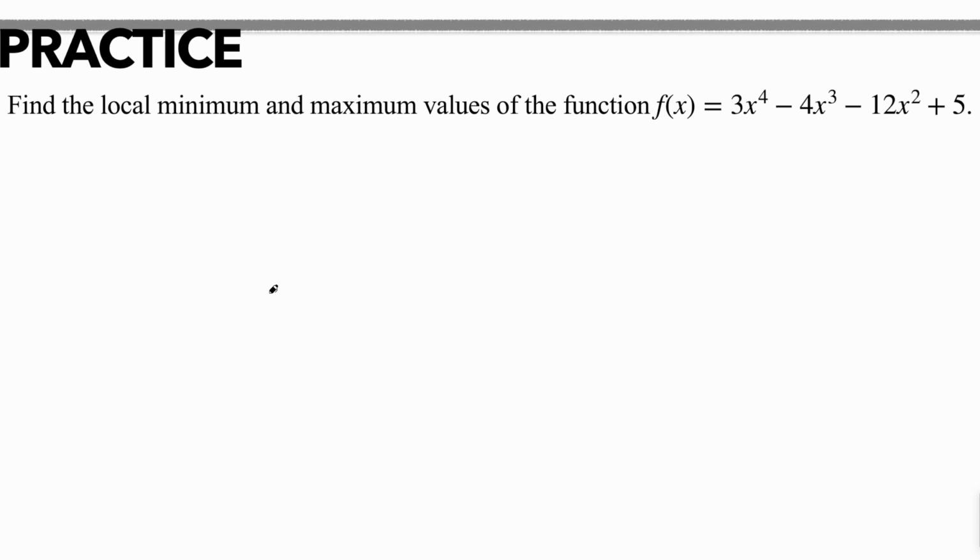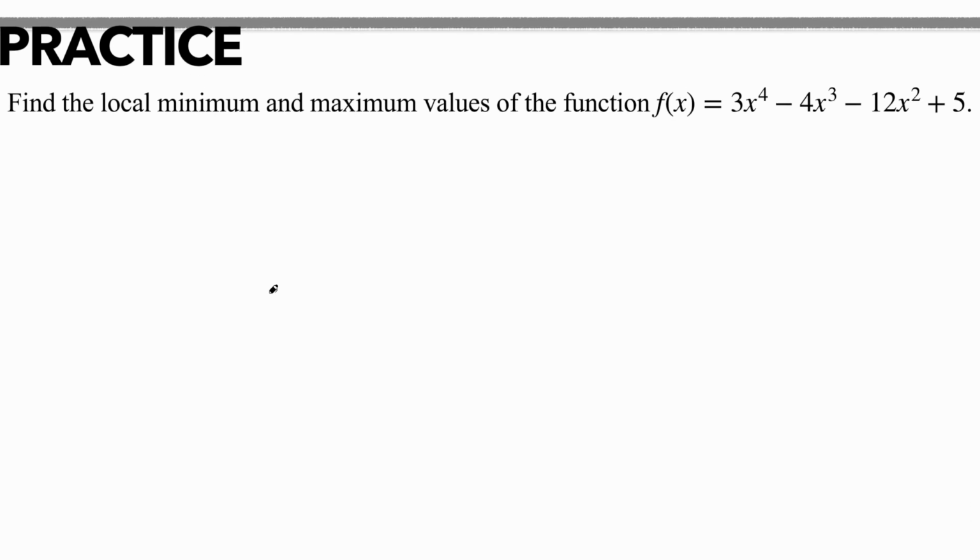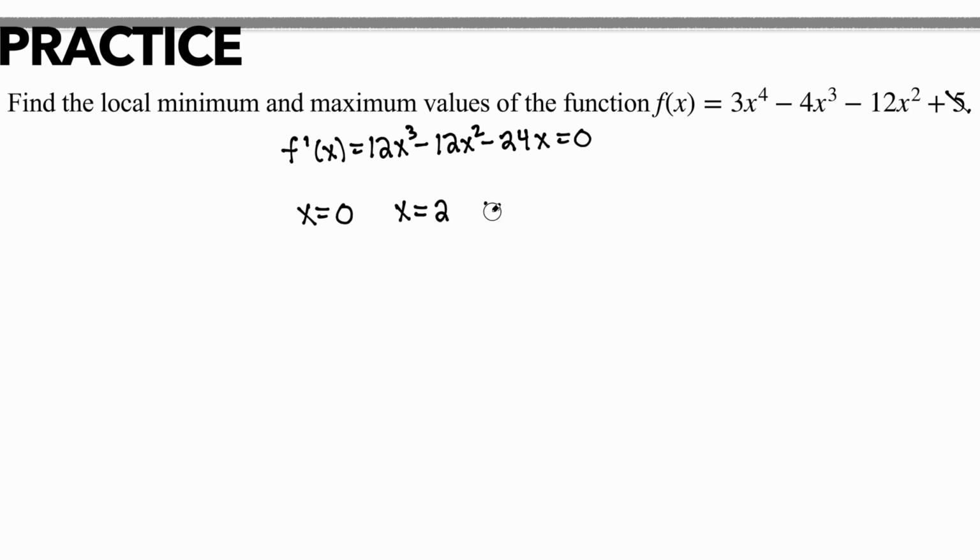Now let's do it algebraically. We want to find local max and mins for the function. The first thing we have to do is take the derivative. So the derivative is going to be 12x to the third. Oh, we already did this. 12x squared minus 24x, and then we set it equal to 0. And we came up with the fact from above that x was 0, that x was 2, and that x was -1.